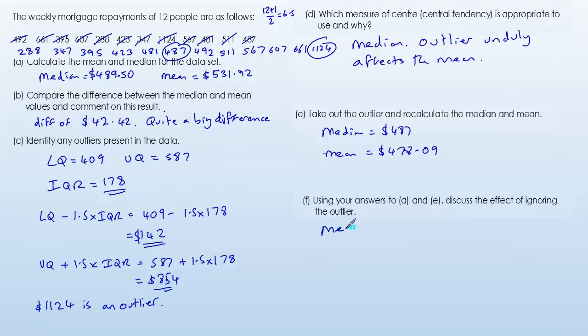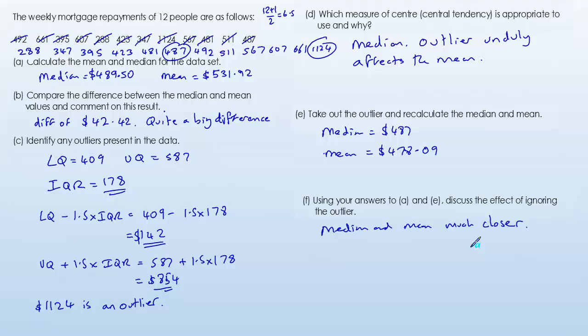Using your answers to A and E, discuss the effect of ignoring the outlier. Well, median and mean are much closer. But does that necessarily mean that we should ignore the outlier? Well, the outlier may well have been a genuine piece of data. So you might want to leave it in because it's a genuine piece of data.